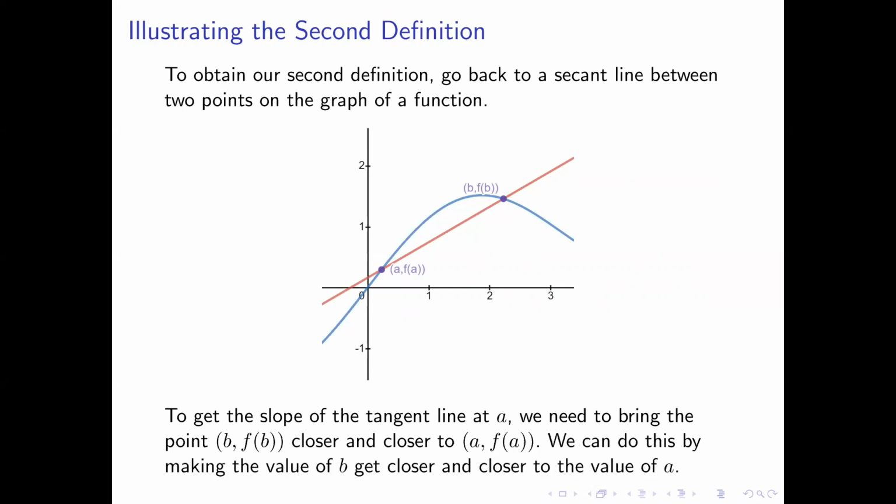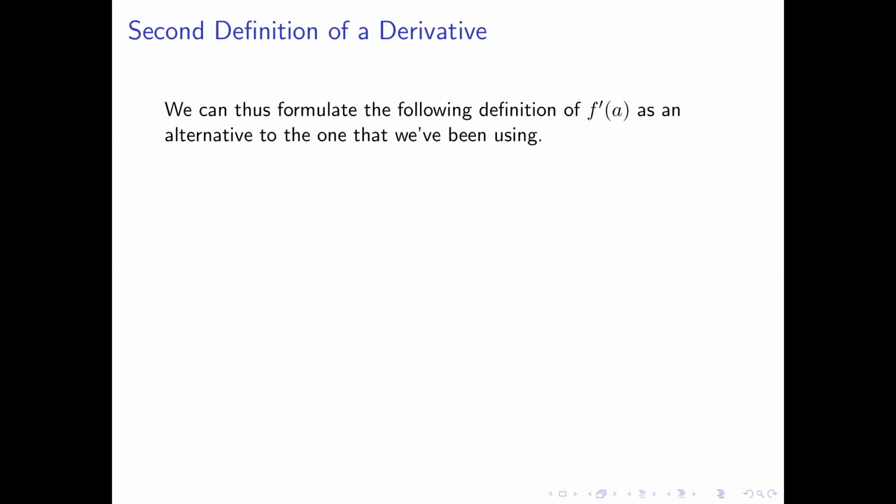One way to do this, a way that's slightly different from what we've been doing up to this point, is to let the value of B get closer and closer to the value of A. So that leads us to our second definition of a derivative. So this will be a definition of f prime of A, the derivative of a function f at the point where x equals A. It looks like this. It's the limit as x approaches A of f of x minus f of A over x minus A.